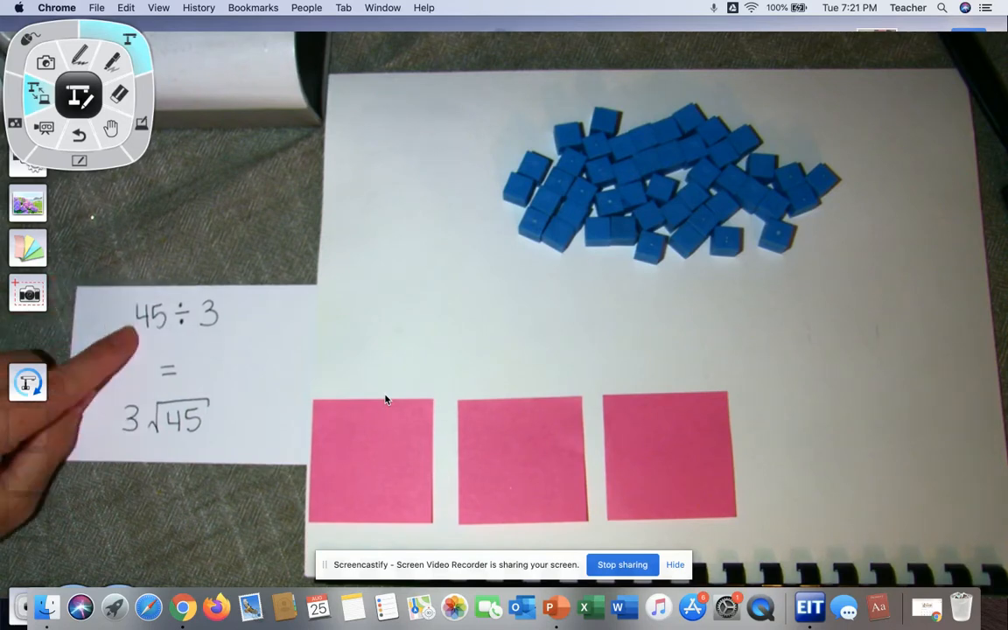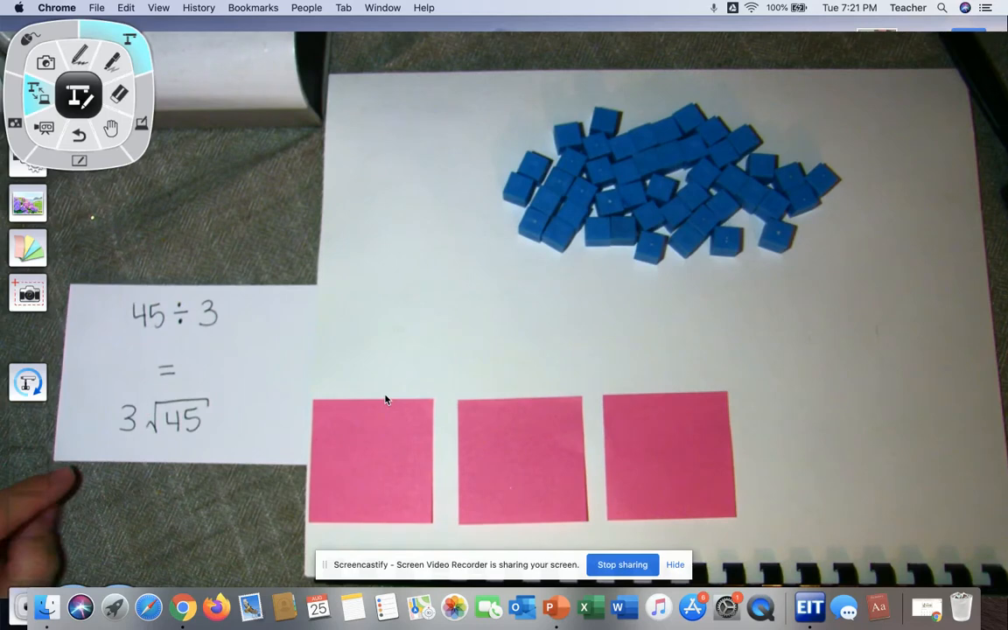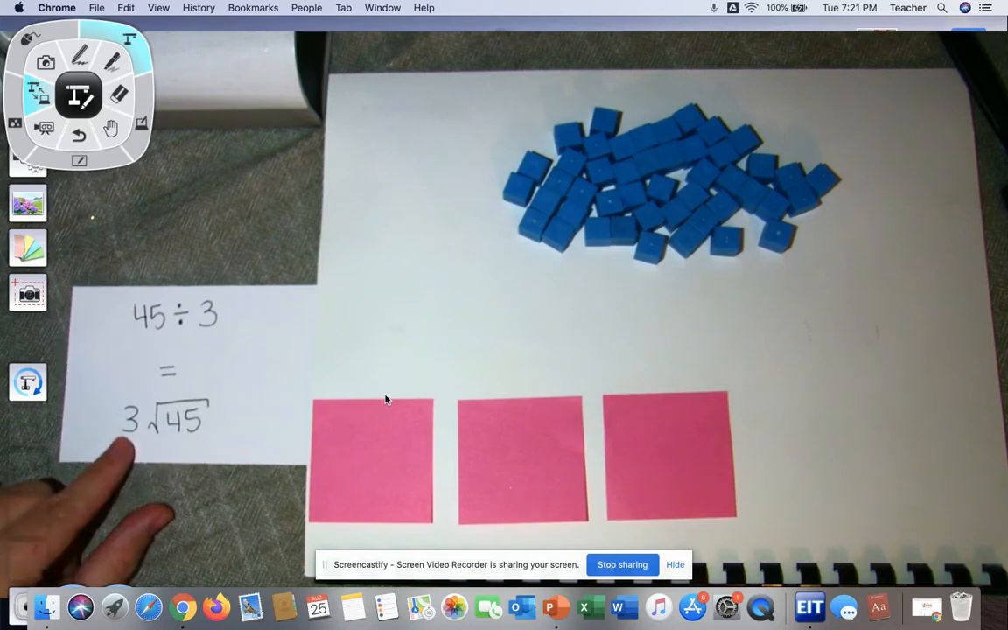You can write it with 45, the divided sign, and 3, or you can write the division house with 45 on the inside. I call it a division house. So with 45 on the inside and 3 on the outside, you're seeing how many times 3 goes into 45.